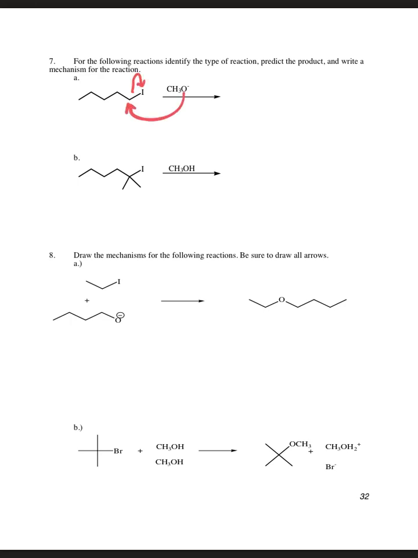Since it's a primary leaving group, it's got to be an SN2. In the second one, it's a tertiary leaving group with a weak base. So we form the cation, then methanol adds.